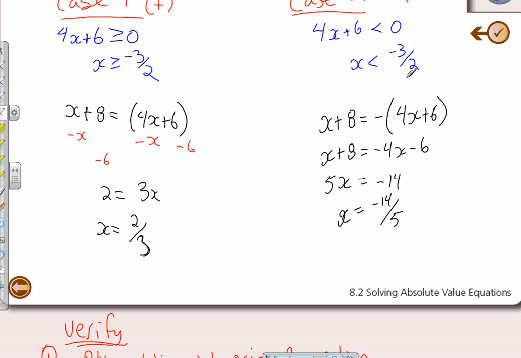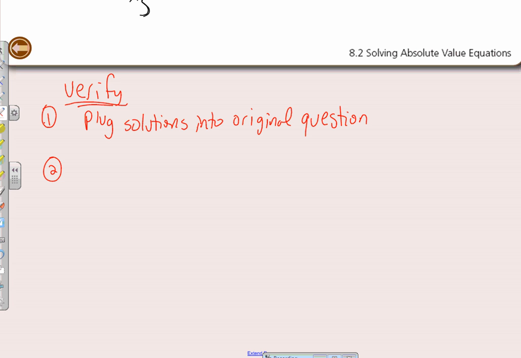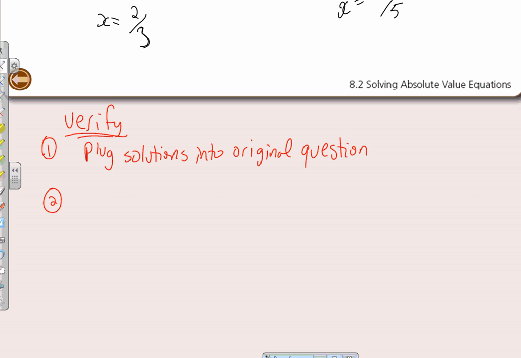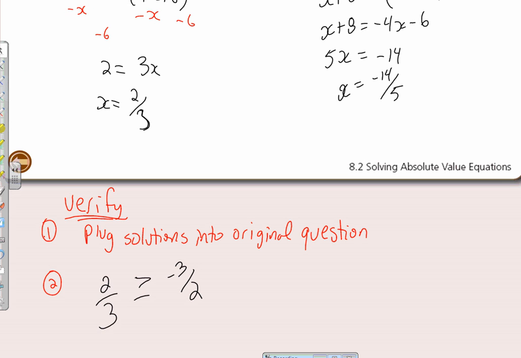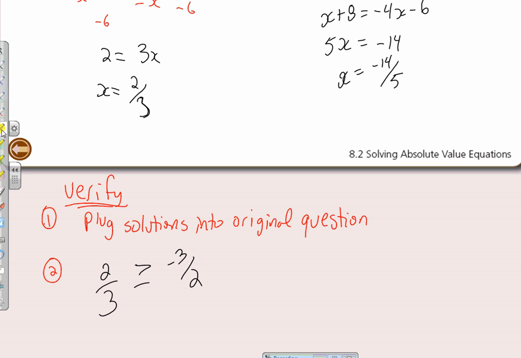So I'm going to show you the second way of verifying. We take our solution, which was 2/3. Is it greater than or equal to the negative 3/2? So to color coordinate for you, is my solution, does that meet the requirements that I said right up at the very beginning?